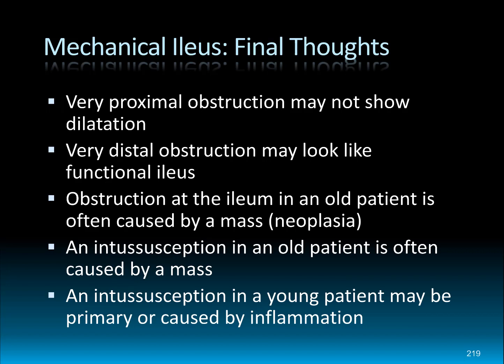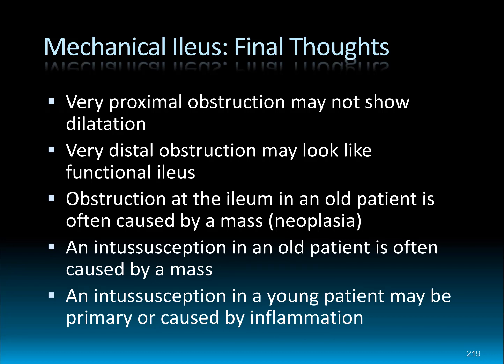So kind of wrapping up the general thoughts on mechanical ileus, remember that a very proximal or a very distal obstruction may be difficult to diagnose. A very proximal obstruction may not show evidence of dilatation of the small intestine, because most of the small intestine is empty and distal or ab or ad to the lesion, whereas a distal obstruction may look more like a functional ileus, because there's so much intestine proximal to it that nothing has to get all that distended.